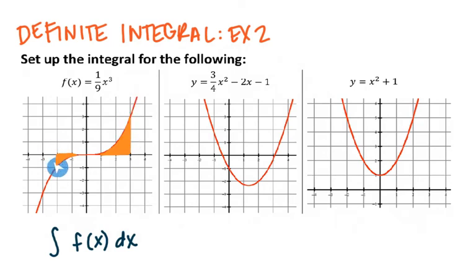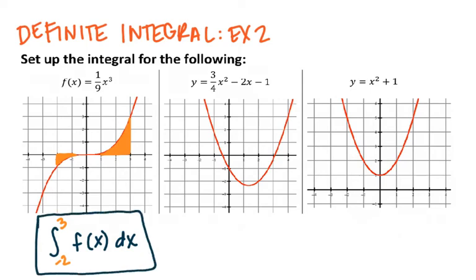So from where it's shaded, it's starting here at a lower bound of -2, and it's stopping at an upper bound of 3. And that's it. That's all you would have to say. So that's the minimum amount of effort required to actually answer this particular question.